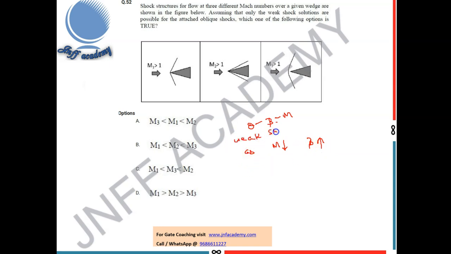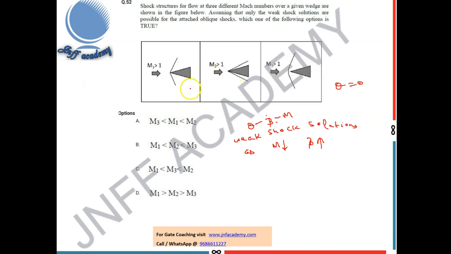This is for weak shock solutions. As Mach number decreases, beta will increase. That's what it is. So what is given in this figure? They have given the same wedge. Same wedge means your theta is fixed, so nothing to play with theta here. Your theta is fixed, right? So the theta beta Mach number relationship becomes a beta Mach number relationship, because theta is constant here, because of the same wedge.